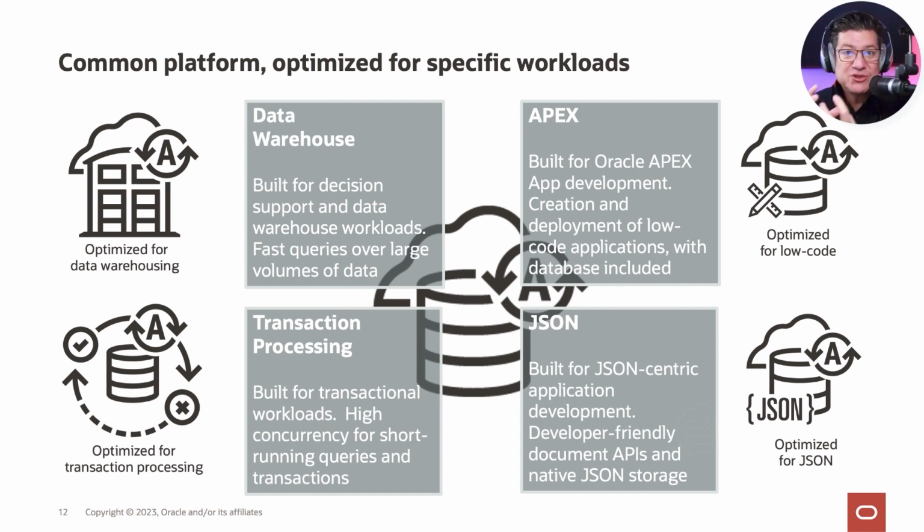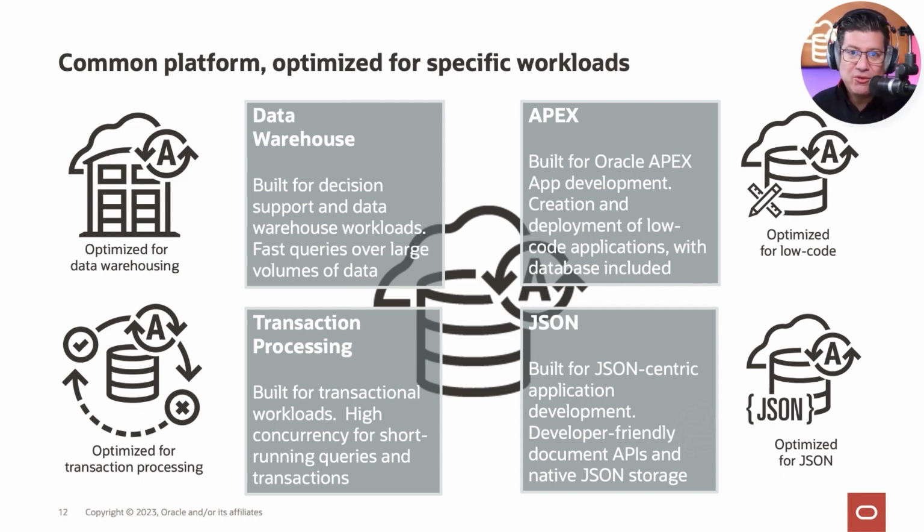Underneath, we have the transaction processing. So the autonomous transaction processing, ATP, that's built for transactional workloads, so optimized for that. But again, it's the same core of the autonomous database, just optimized for that. On the top right, you have Apex, the Application Express. We have a specific Application Express version of the autonomous database as well.